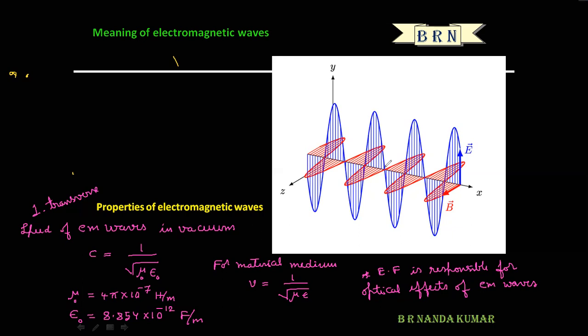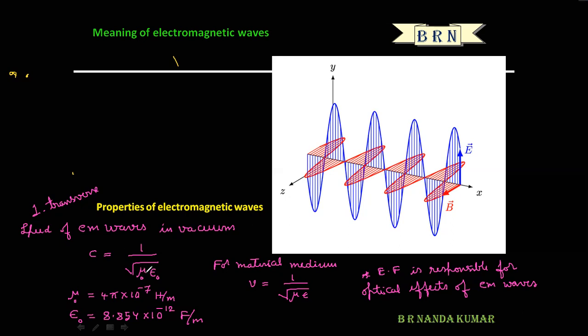Okay, and in electromagnetic waves, the oscillations of electric field and magnetic field are in phase. There is no phase difference between electric field and magnetic field in electromagnetic waves. The speed of electromagnetic waves is the same as that of the speed of light. So this is the mathematical expression for the speed of electromagnetic waves in vacuum.